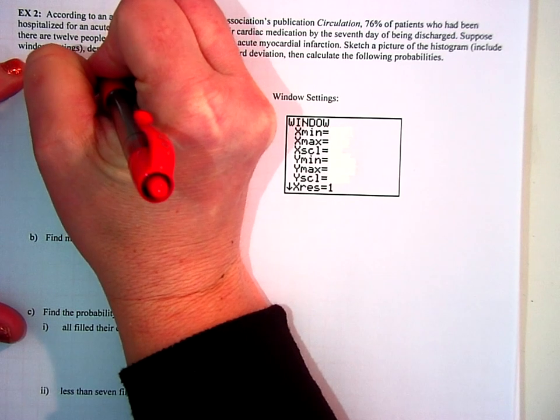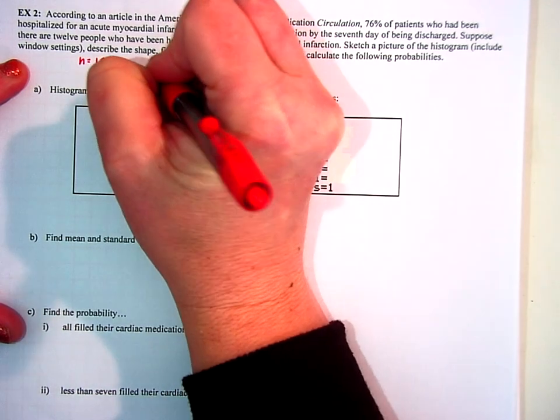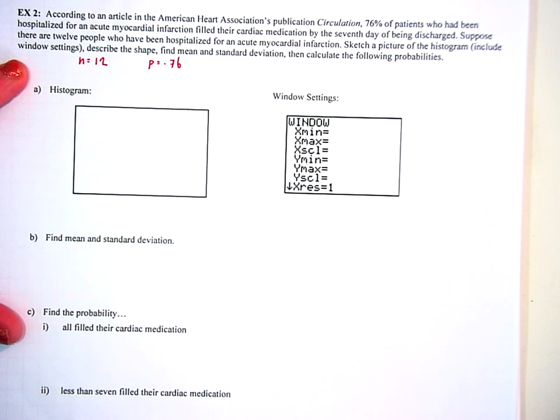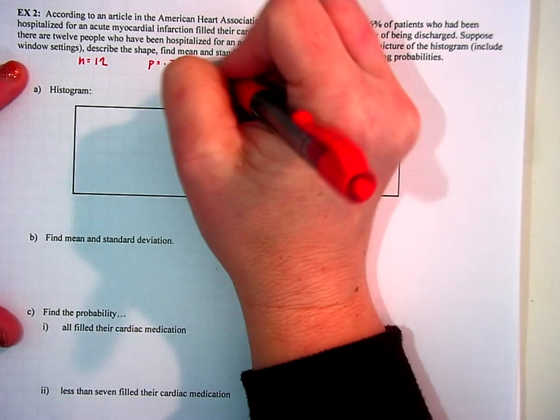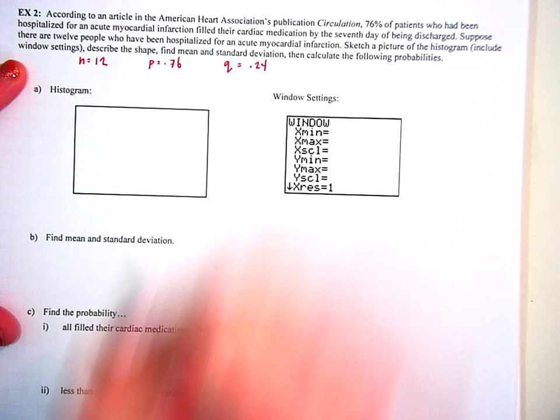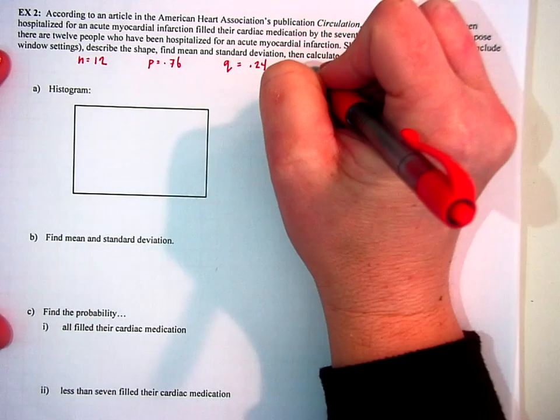Right, we're asking 12 people who have been recently hospitalized. Okay, p is 0.76. That is the proportion who have filled their medication by the 7th day. So those that have not would be 0.24. That is the probability of failure. Okay, and then X, what values can X take?